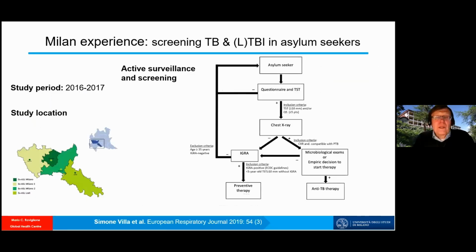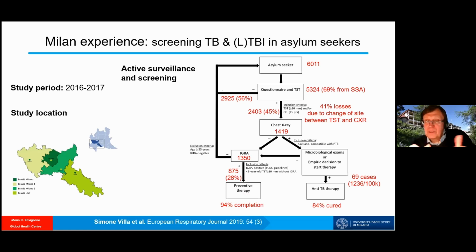Now, Dr. Villa looked at the period 2016-2017 at the study location, obviously the area surrounding Milan, the province of Milan. And this is, let's call it, the algorithmic approach, so to speak. So asylum seekers were tested with questionnaire and TST at the site where they were hosted. They would then undergo chest X-ray and further examinations, for those who deserved them, in a different place, Villa Marelli, which is the main TB dispensary, let's call it this way, in Milan.